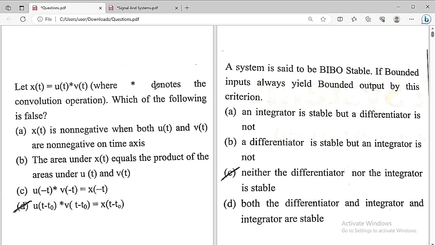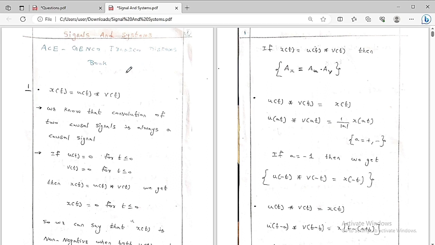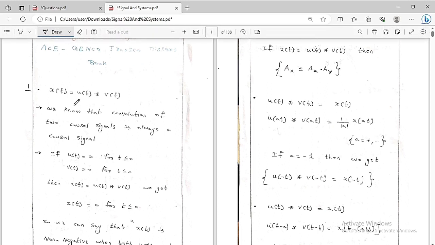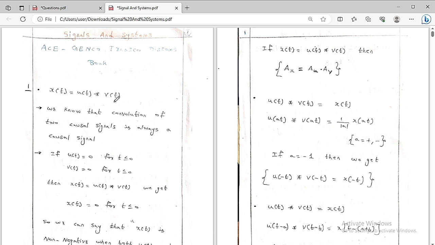Now let us discuss something more about this. I already told you x of t is equal to u of t convolution of v of t, as given in the question. We know that the convolution of two causal signals is always a causal signal. Whenever you do the convolution of two causal signals, you will get a causal signal only.